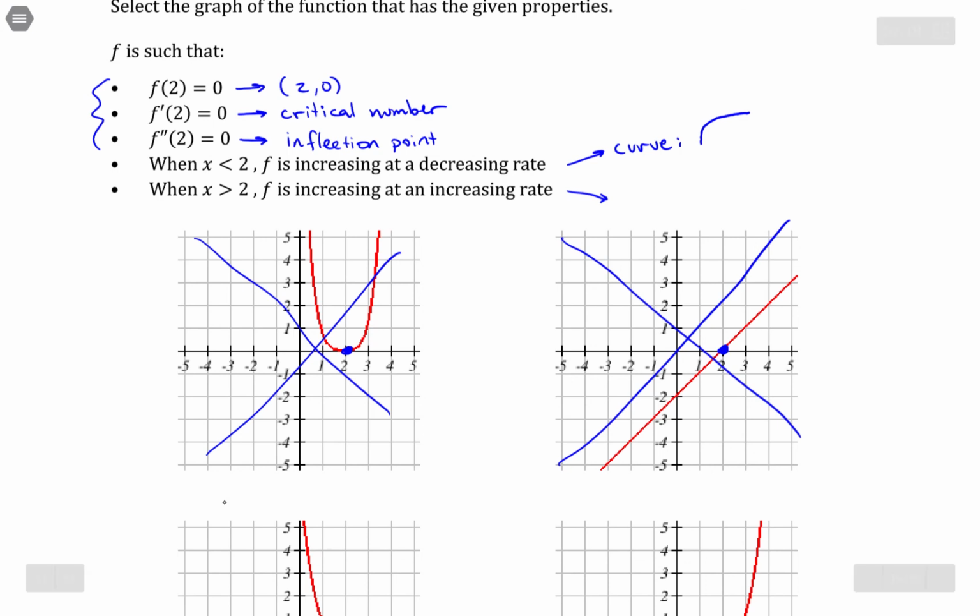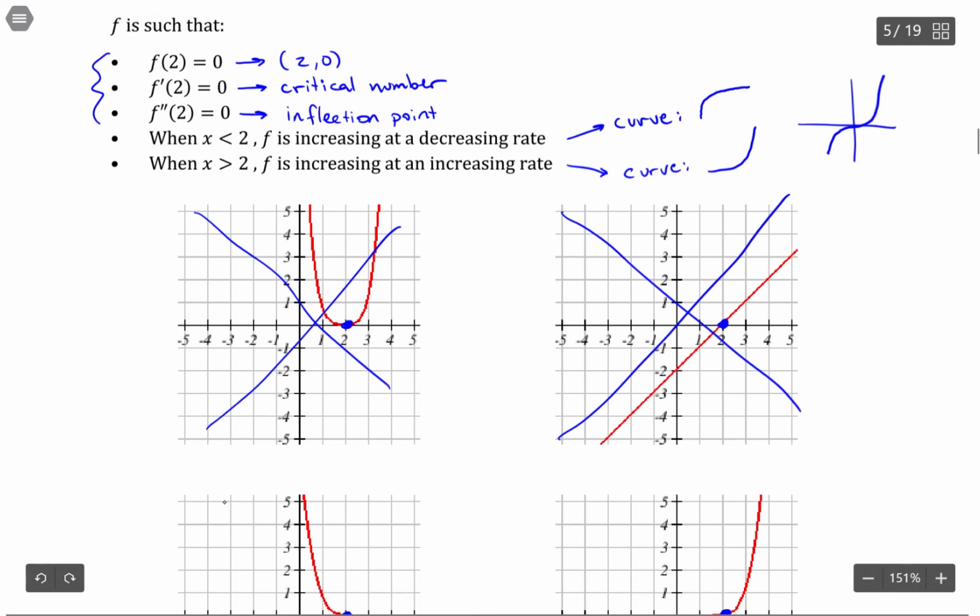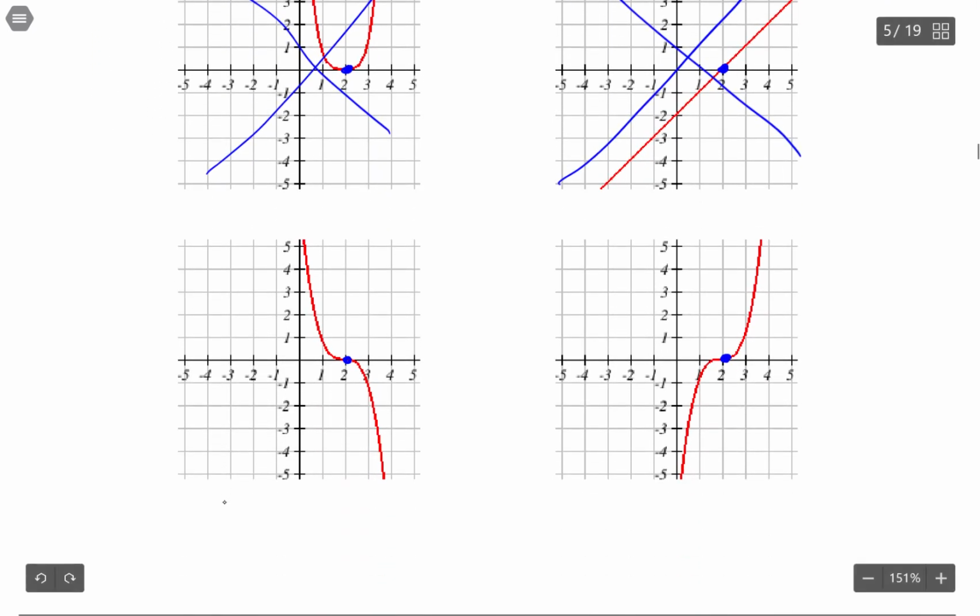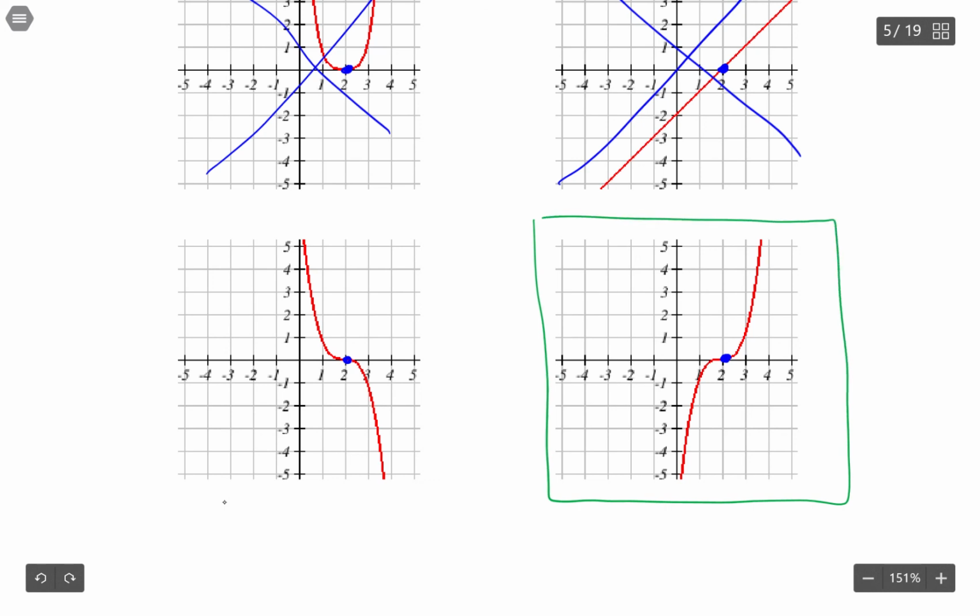And then when x is greater than 2, f is increasing at an increasing rate. So the curve on that interval needs to look like this right here. So it's concave up, but again, that's not the only way to be concave up. It's just increasing, but it's getting faster and faster. So going from left to right, our graph has to look something like this. It has to go from an interval like this to an interval like this. The only one that matches up in that respect is this one right here.